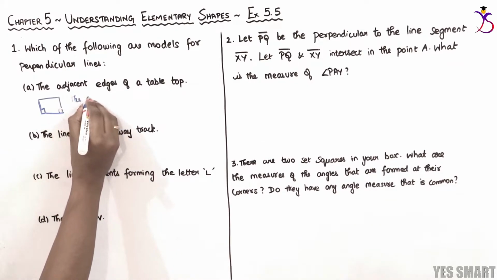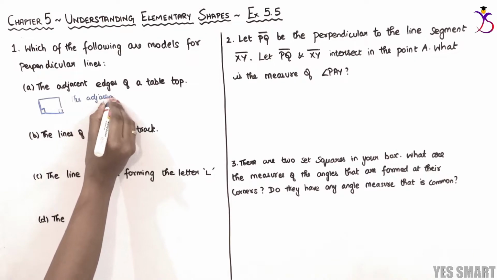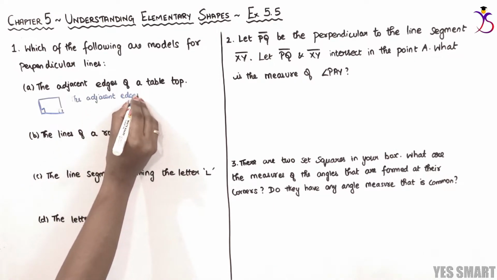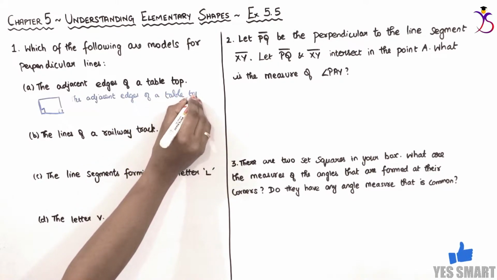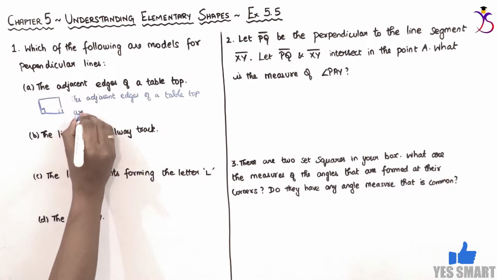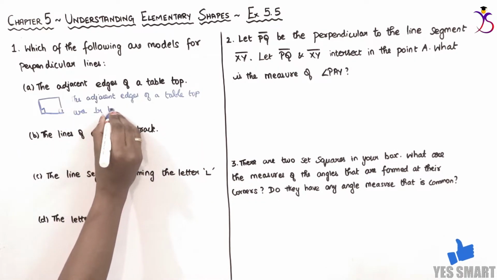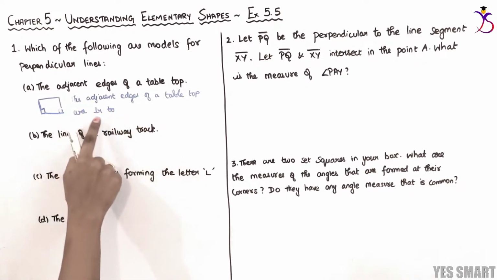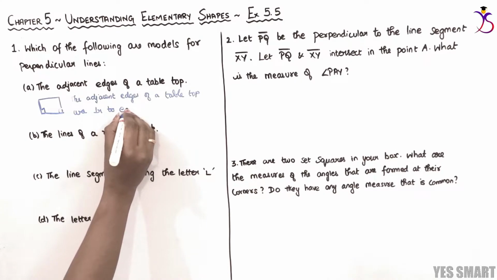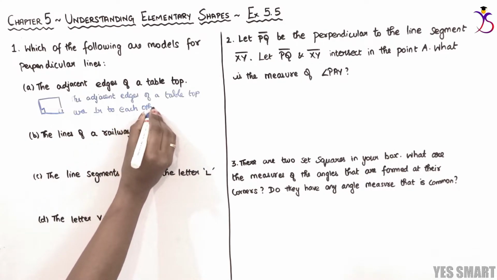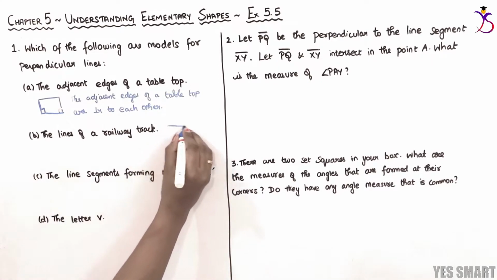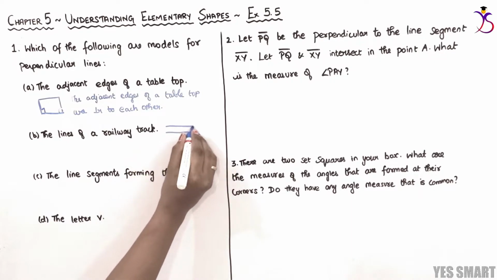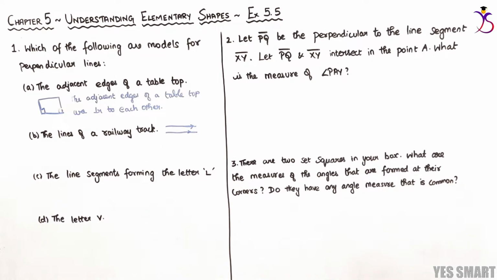Therefore, the adjacent edges of a tabletop are perpendicular to each other. This is the symbol of perpendicular, but when we write in the exam, we are supposed to write it as a full word, perpendicular to each other. Now B subdivision, the lines of a railway track. So let's assume the railway track like this. This line goes in this direction and this line goes in this direction and it goes on.